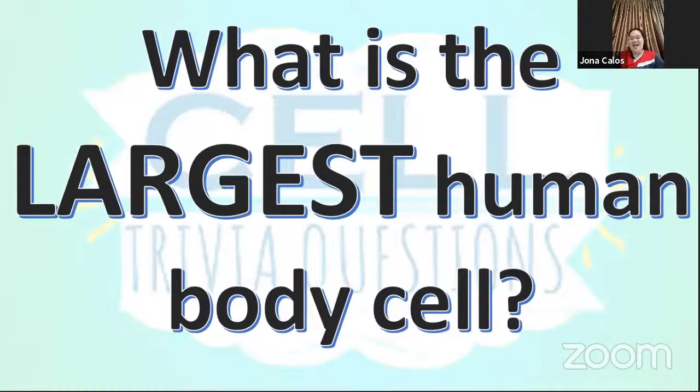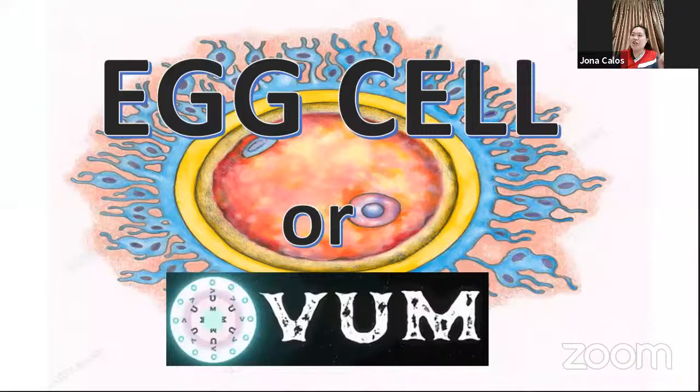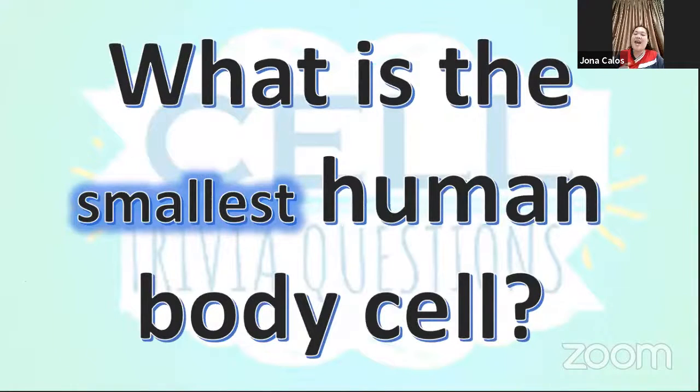Okay, and the answer is actually the egg cell or the ovum. So that is the biggest cell. How about the smallest human body cell? If the egg cell or the ovum is the largest, what do you think is the smallest?